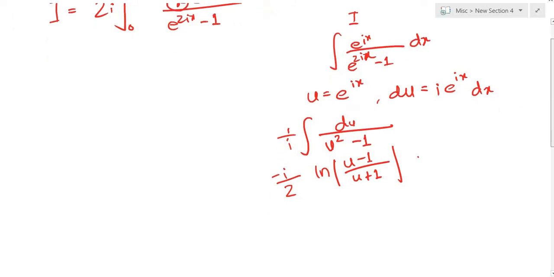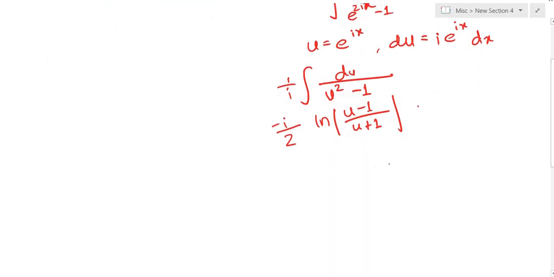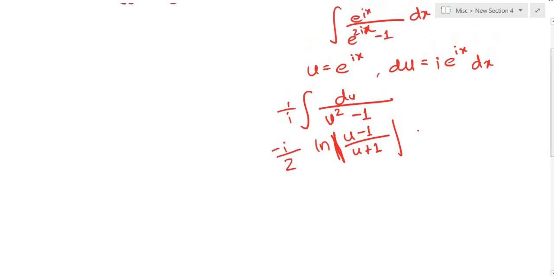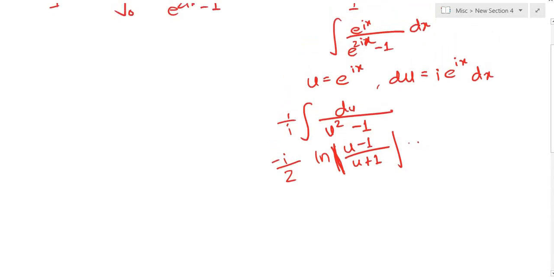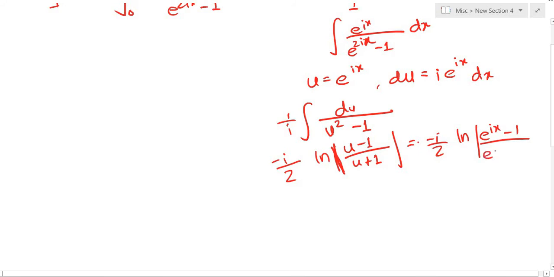And I won't be writing the constant of integration because we don't actually need a constant of integration when we are doing integration by parts. And what was our u? We have to back substitute. We can't keep everything in u. Our u was e raised to ix minus 1. So we have negative i over 2 times the natural log of (e raised to ix minus 1) divided by (e raised to ix plus 1).